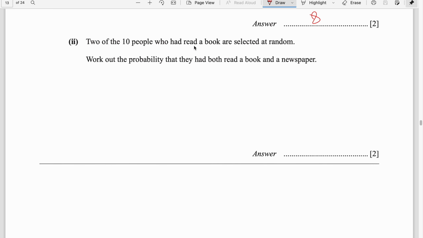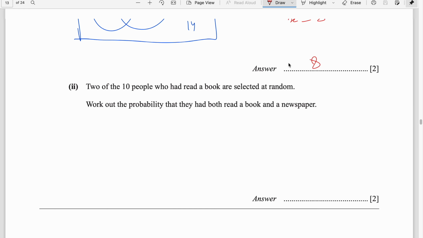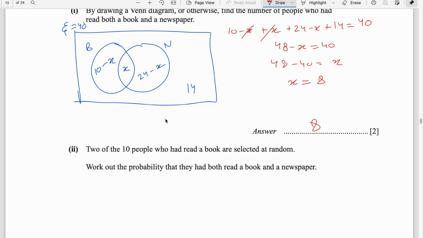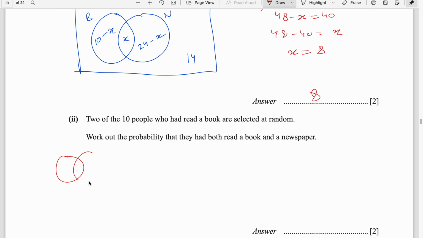2 of the 10 people who had read a book are selected at random. Work out the probability that they had both read a book and a newspaper. So 2 people, let me just draw the summary. 10 minus 8 is 2. This is 8. 24 minus 8 is 16. We had these 14 people and this is 40.